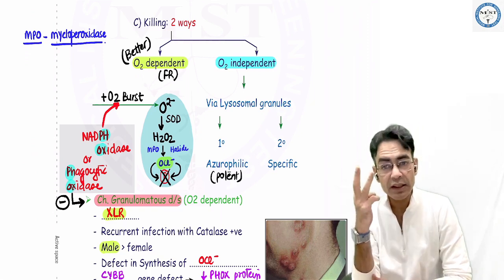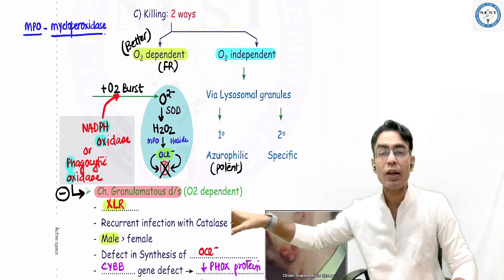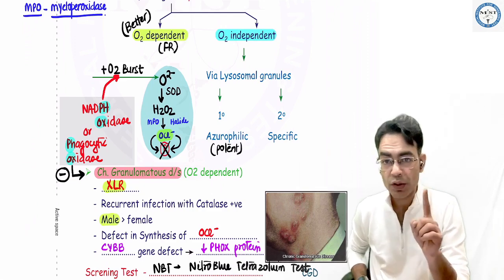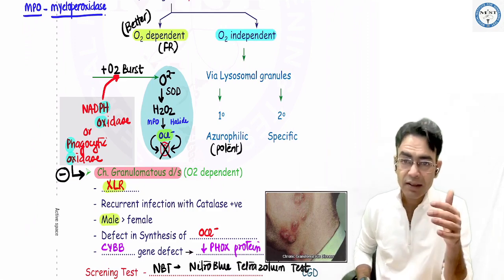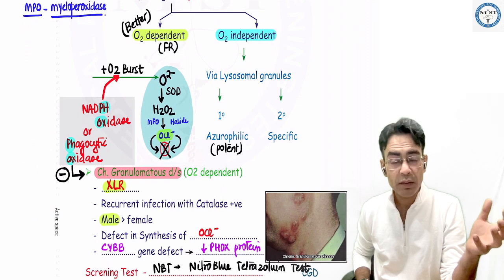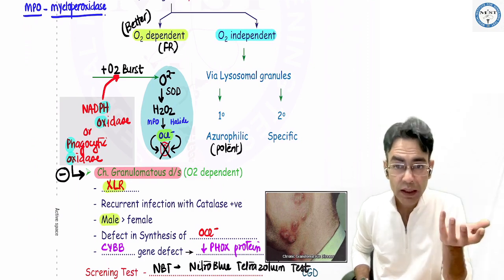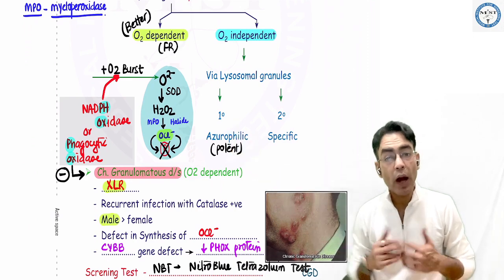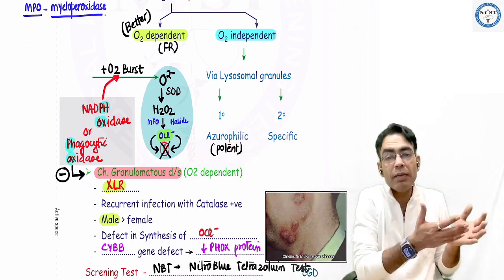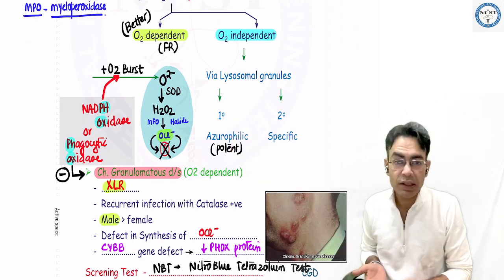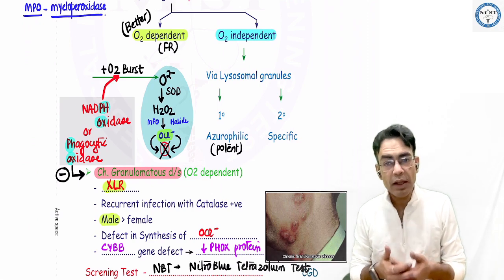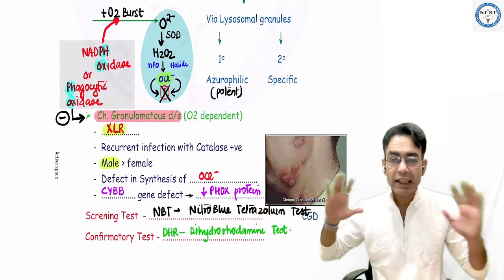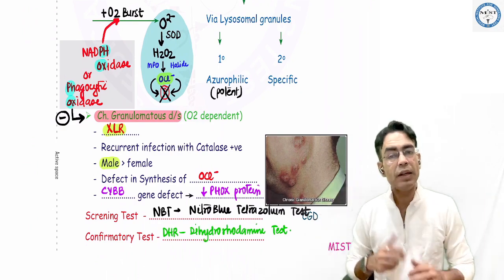Now, there are three diseases we have to discuss in this. First disease is chronic granulomatous disease, which is due to absence of NADPH oxidase or phagocytic oxidase. It's an XLR disease, so more common in males as compared to females. A child is born with it, and there will be a defect in the synthesis of OCl negative. Why? Because there is no NADPH oxidase or phagocytic oxidase present. Gene defect CYBB leads to decrease in the phox protein. The screening test, directly learn it, NBT, and confirmatory is DHR.